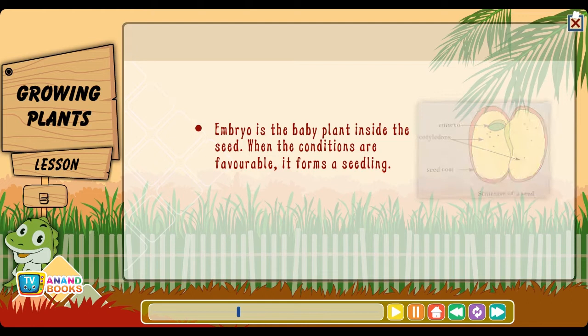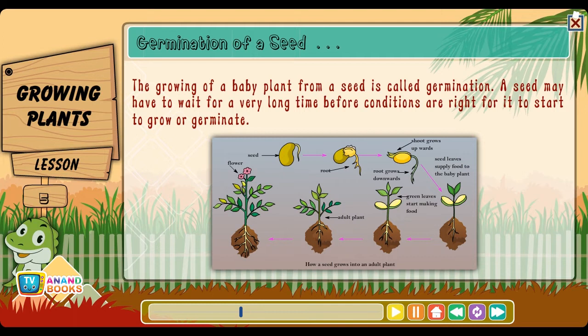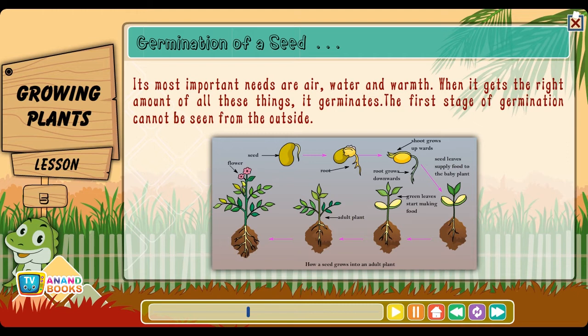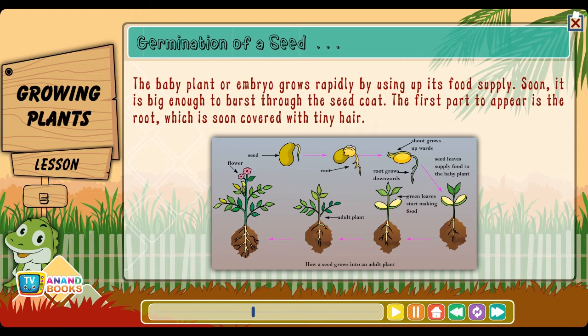Germination of a seed. The growing of a baby plant from a seed is called germination. A seed may have to wait for a very long time before conditions are right for it to start to grow or germinate. Its most important needs are air, water, and warmth. When it gets the right amount of all these things, it germinates. The first stage of germination cannot be seen from the outside. The baby plant or embryo grows rapidly by using up its food supply.